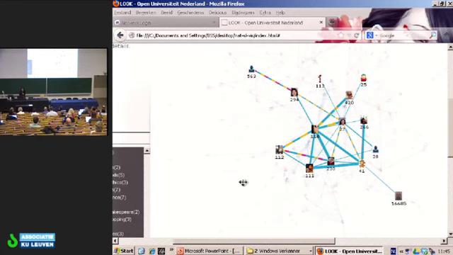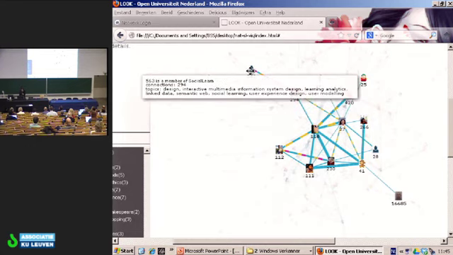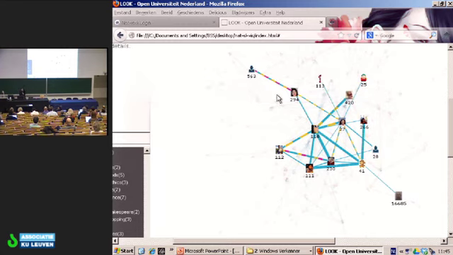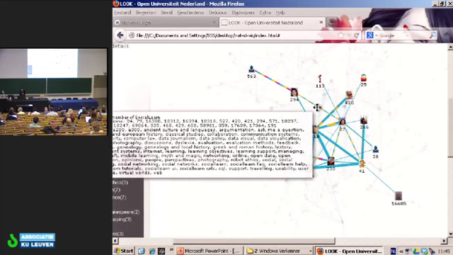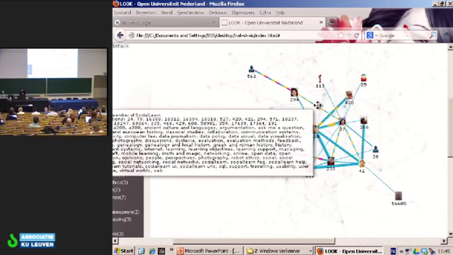Then I was talking about the content. You can also scroll over a person and you see, okay, he's involved in this topic, but you can also see what he's talking about in more detail if you go over that person, and also on the level of the tie. So you can see, okay, those two people are sharing tags and information and conversation around all these topics.